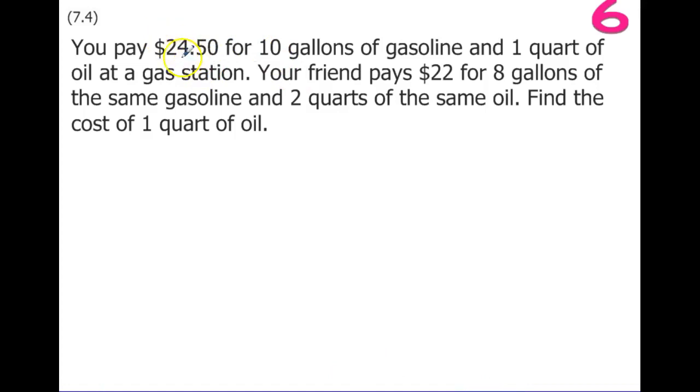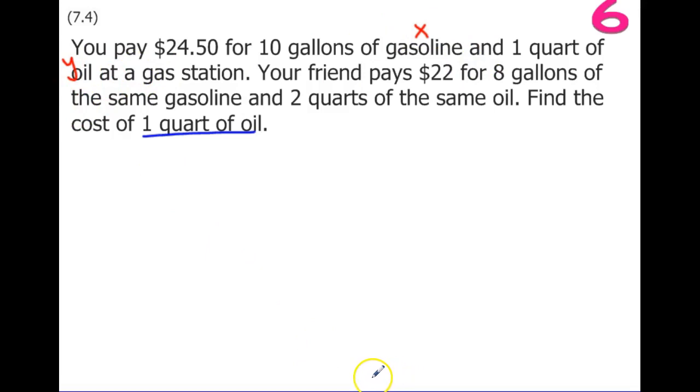It says you pay $24.50 for 10 gallons of gas and 1 quart of oil at a gas station. Your friend pays $22 for the same 8 gallons of gas and 2 quarts of the same oil. Find the cost of 1 quart of oil. So we have two variables, or two things we don't know. We don't know the cost of gas, and we don't know the cost of oil. So I'm going to just label those x and y.